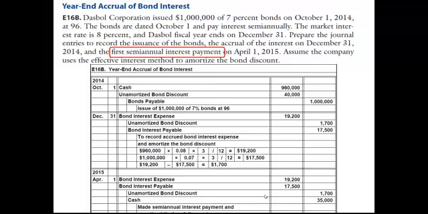But in light of the matching rule, just like the adjusting entries we've done in previous classes, we have to make sure that the expenses get recorded in the accounting period in which they were incurred, which is the whole purpose of this adjusting entry here on December 31st.